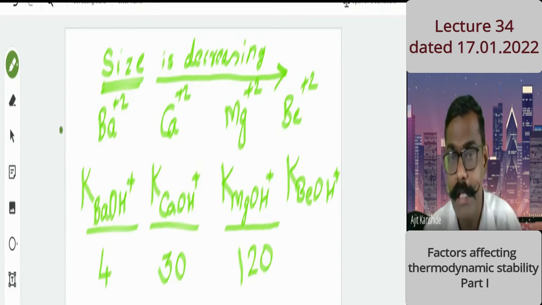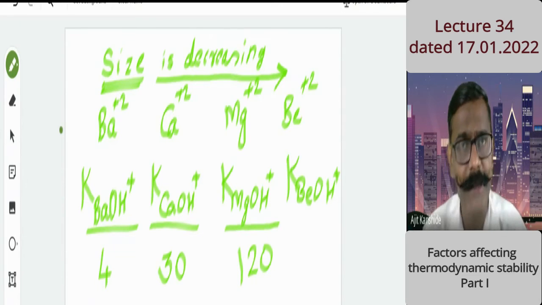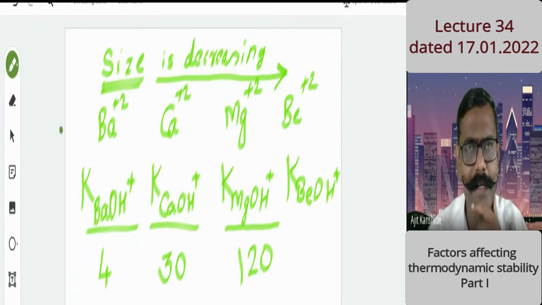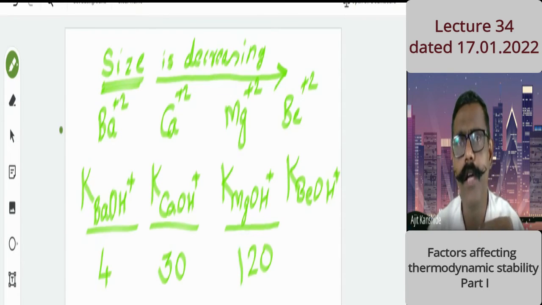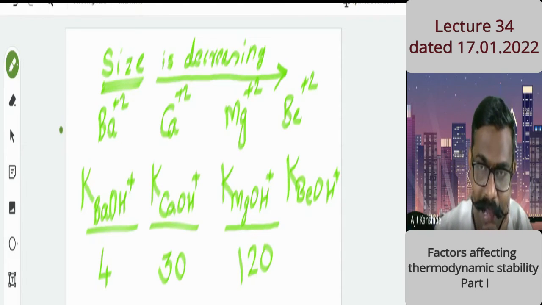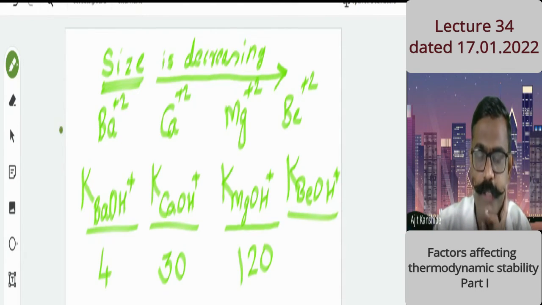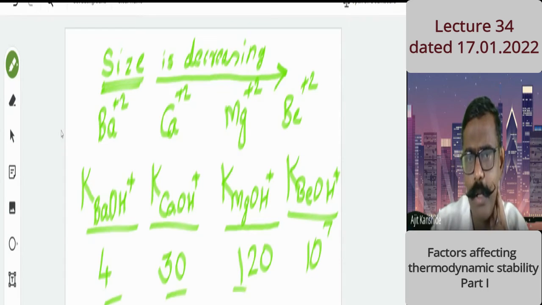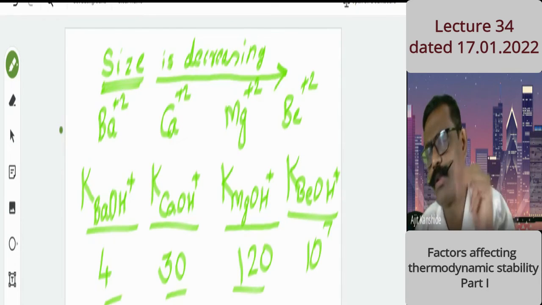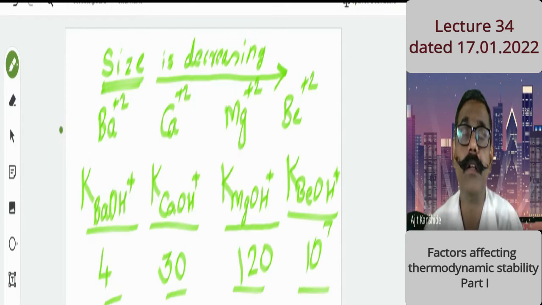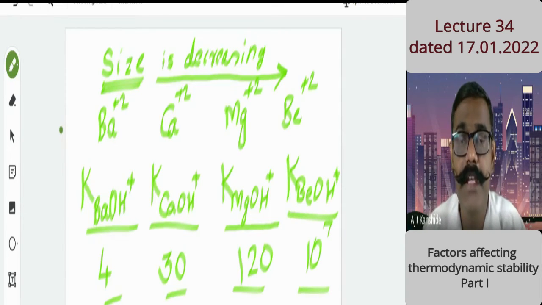But actually, it is 120. So if you represent it there also as 120, nothing wrong there. You are right. But it will be easy for remembering. Therefore, that representation was there. And for the last complex, BeOH plus, the stability constant was found to be 10 raised to 7. See, these values are somewhat comparable, no? And therefore 120, if you write 100 also, nothing more serious. Here, understanding the relation is important. Understanding the variation is important.